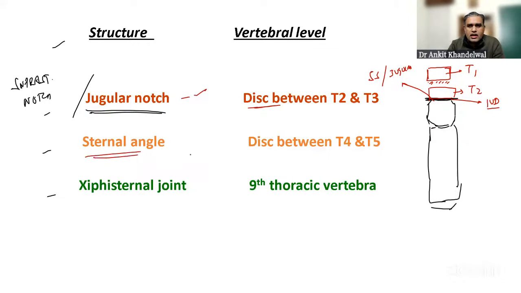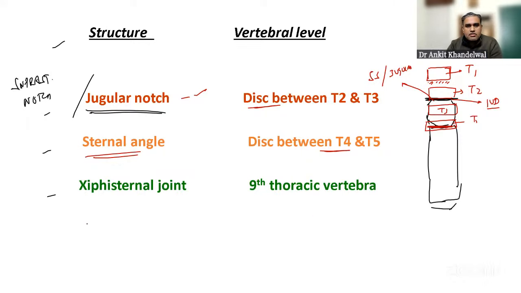Second point, the sternal angle. What is the sternal angle? It lies between the disc of T4 and T5. Just imagine behind you have T3 over here and T4 over here, so the sternal angle will lie between the disc of T4 and T5. But sir, why is that information important, just for passing exams? No. They are important for CTs, MRIs, X-rays.